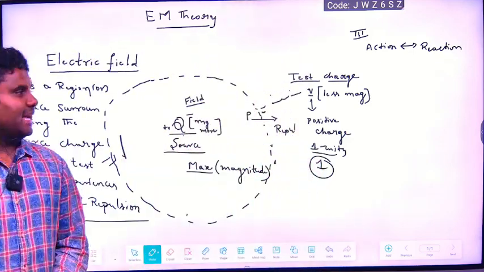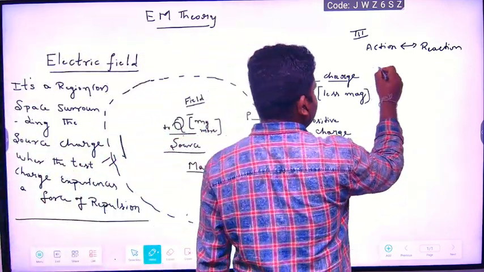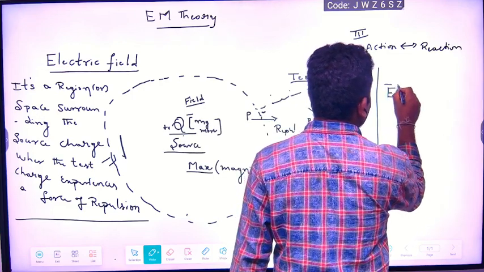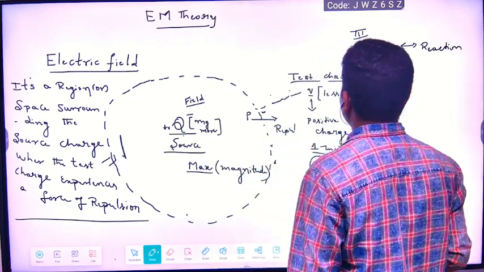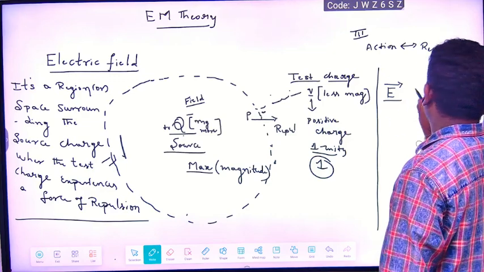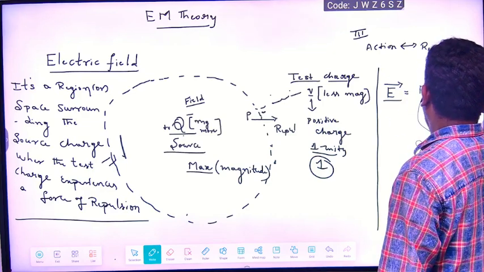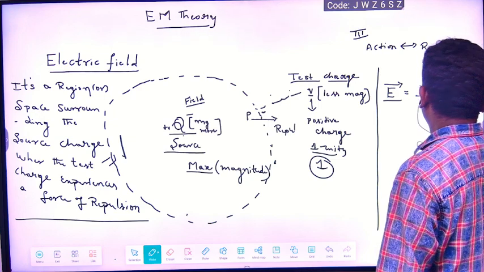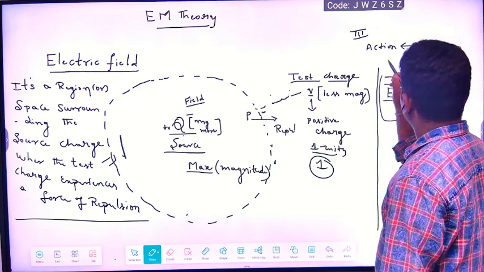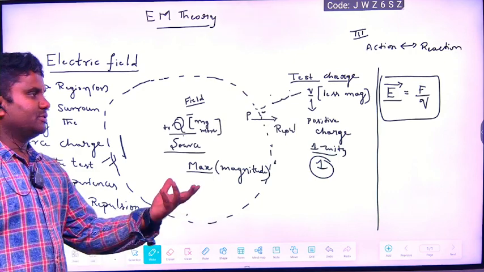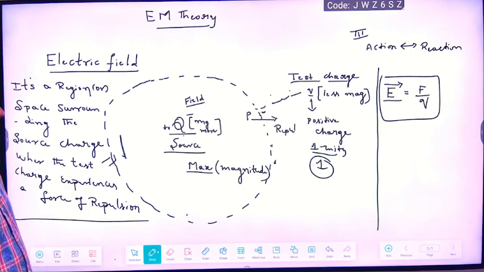Okay, and the electric field is always represented by the letter E, the E vector. It is force per unit charge. I will discuss more about the electric field and why it is force per unit charge.